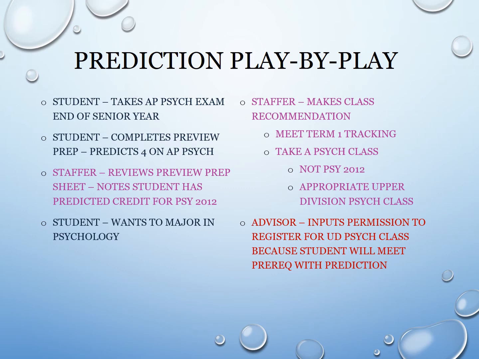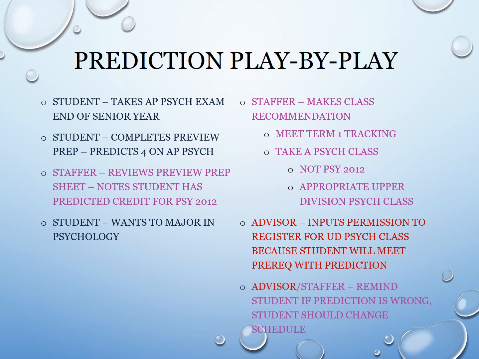The advisor then on day 2, when they're meeting with the student, is going to give them permission to register for those upper division psych classes because the student will meet the prerequisite of prediction. For most classes, we can accept predictions as a way to meet prerequisites when at preview. Otherwise, things would go off the rails if we couldn't do predictions. Think about the sheer number of classes that we help students register for or advise students to take that are based off of a predictive score from AP, IB, or ACE. It's a lot.